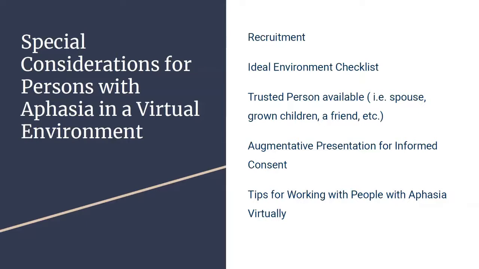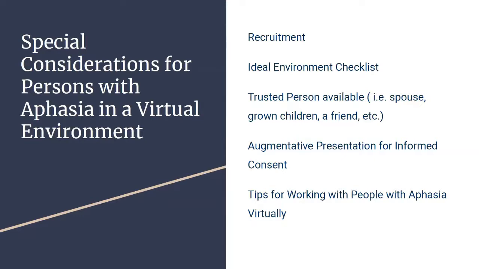So several of the different things that we took into consideration for working with people with aphasia in a virtual environment: in our recruitment, we created some very lovely aphasia-friendly flyers that included very concise sentences that had the bolded information for the important information, as well as some visuals to help understand what we were getting at. We also translated our ideal environment checklist and guidelines to a more aphasia-friendly document as well, using that same technique of going to a more concise sentence-based information.